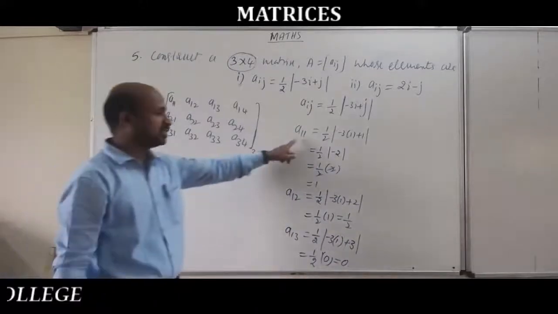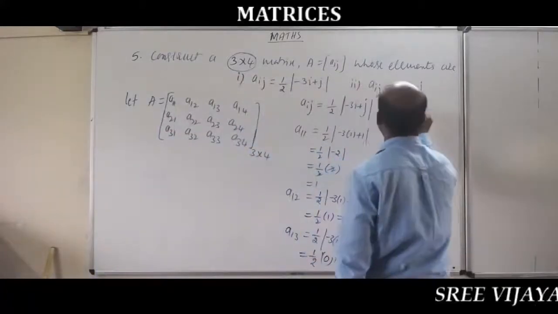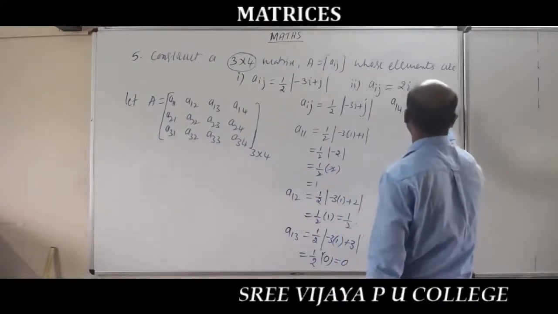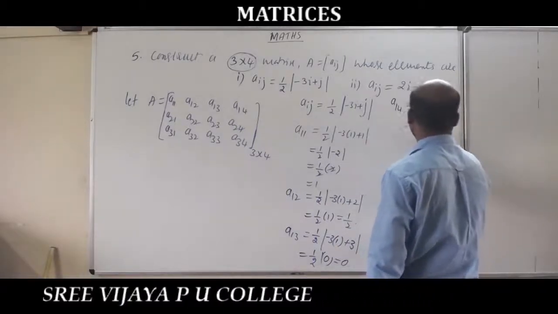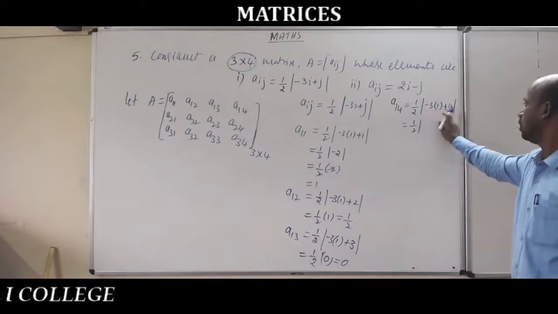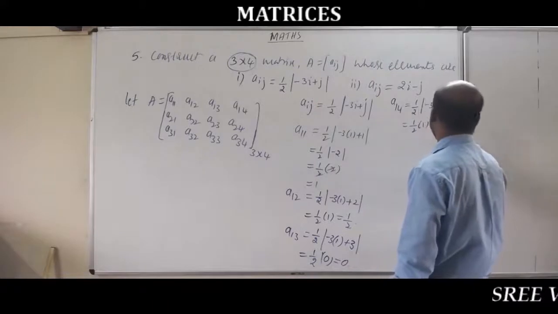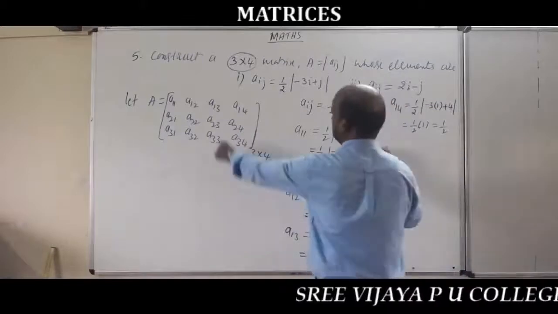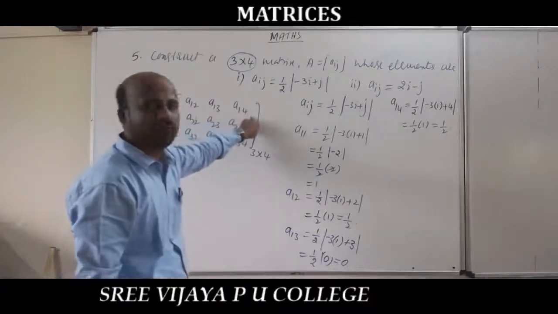First row, first, second, and third elements are done. And the first row, fourth element is 1 by 2 modulus of minus 3 into the value of i, which is 1, plus the value of j, which is 4. Inside the modulus sign, minus 3 plus 4 is 1. Modulus of 1 is 1. It is 1 by 2 only. First row elements complete.